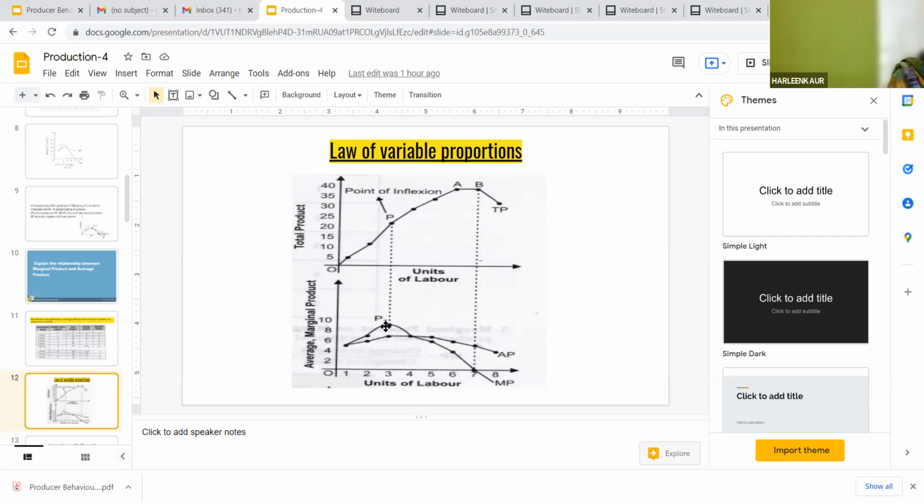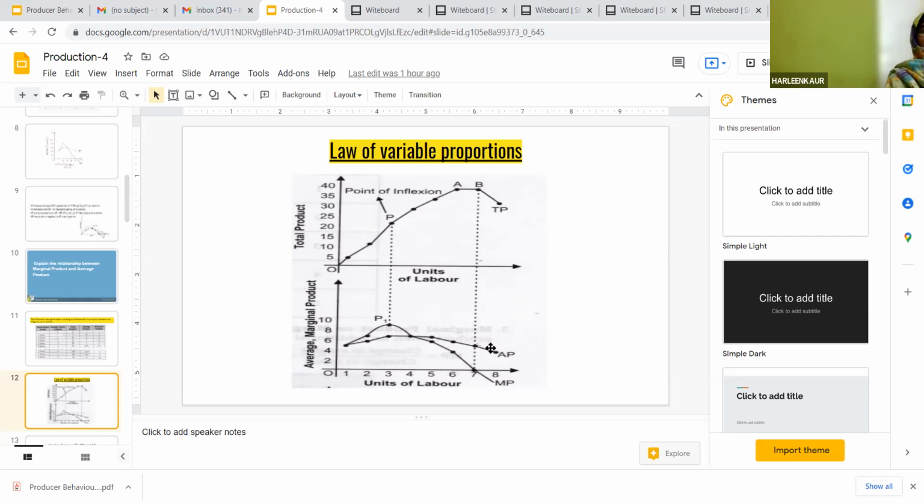And then what will happen to MP here? First, it will increase. Marginal product will increase, and then reaches its maximum. Then it begins to decrease. It will start falling, and then become equal to zero, then become negative. And what will happen to average product? First, it will start increasing, and then become maximum, equal to MP. After that, it will also start falling, but it will never become negative.